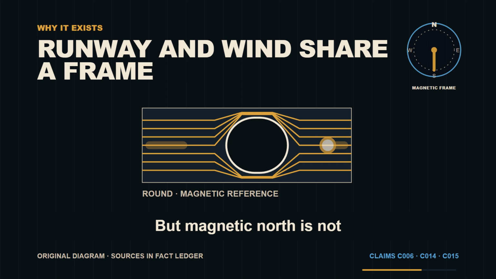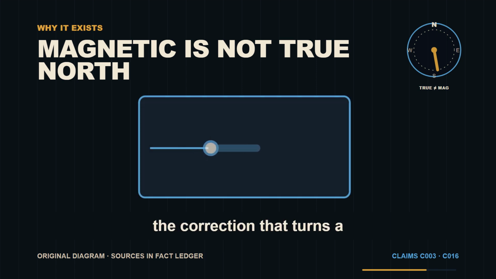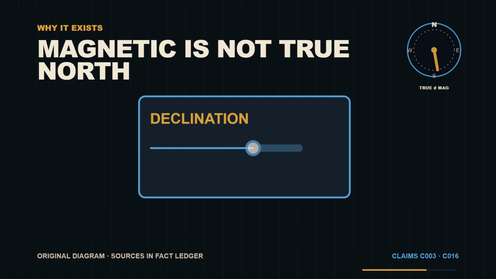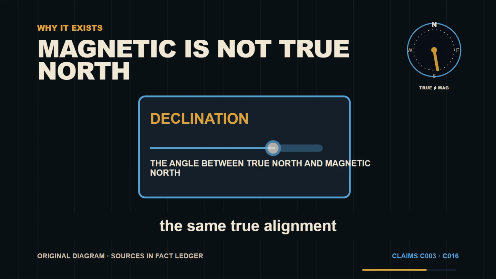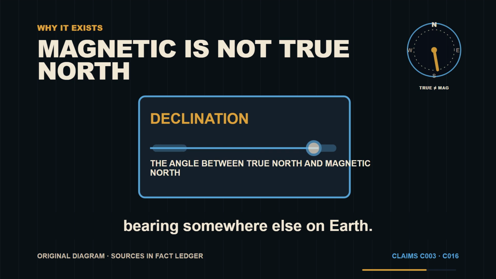But magnetic north is not the geographic North Pole, and the angle between magnetic and true north varies by place. That local angle is magnetic declination, the correction that turns a true geographic direction into a magnetic one. A runway can therefore keep the same true alignment while carrying a different magnetic bearing somewhere else on Earth.